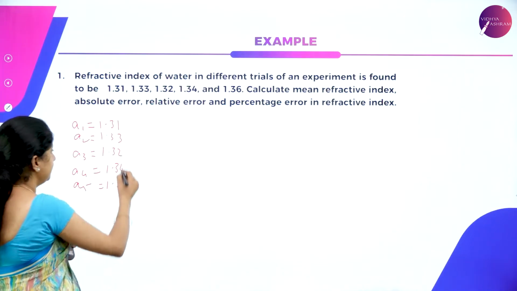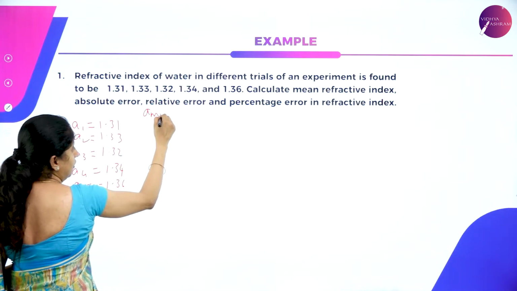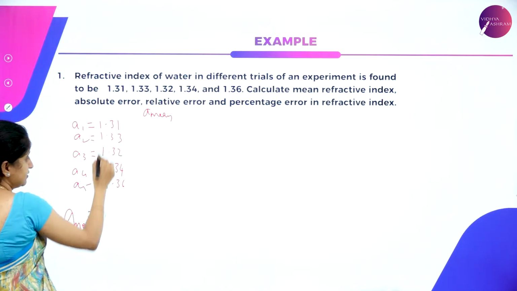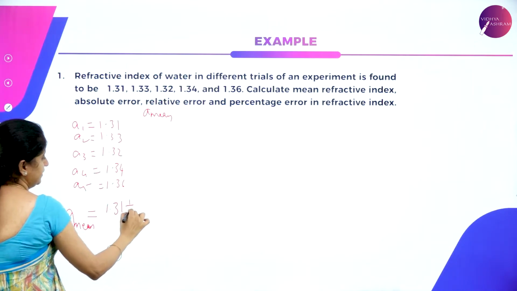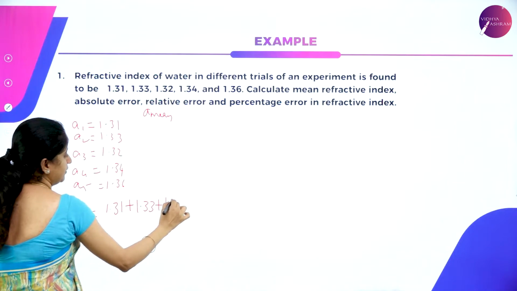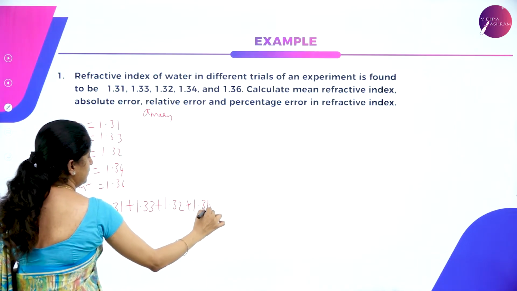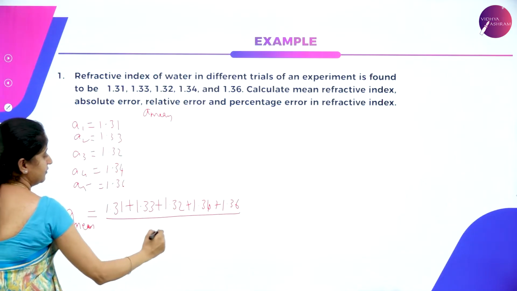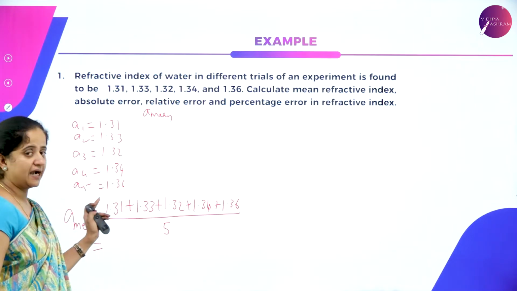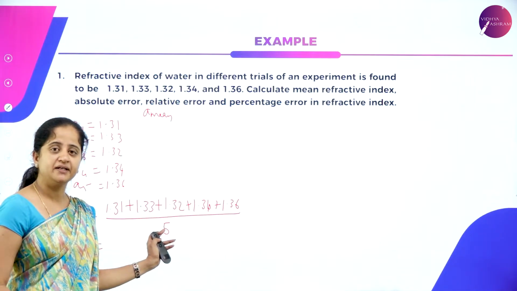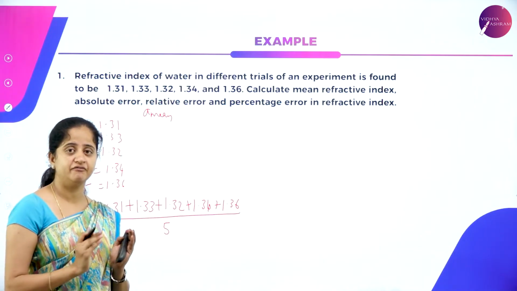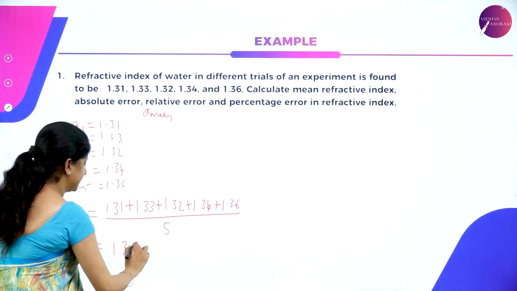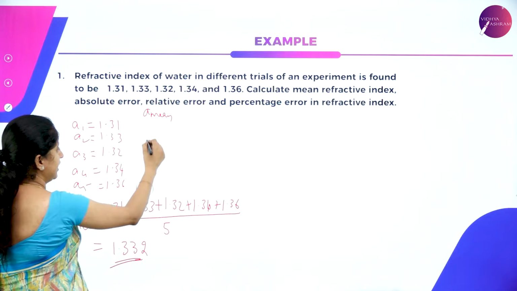So let us do it now. We have to calculate the mean value of these quantities. It can be calculated as 1.31 plus 1.33 plus 1.32 plus 1.34 plus 1.36 divided by the number of quantities, which is 5. So just add all the quantities and divide by the number of quantities to get the arithmetic mean. Dividing by 5, you will get 1.332, and that is the mean value of these measurements.